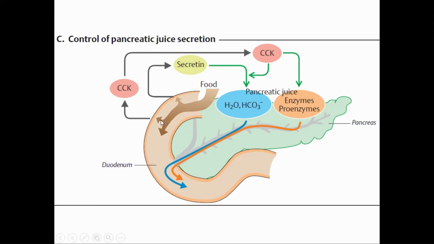The proteins and fats cause the secretion of cholecystokinin from the I cells. They go through the blood and act on the pancreatic acinar cells. So the enzymes are released and they come to the second part of the duodenum. Acidic chyme is neutralized by bicarbonate, and proteins, fats, and lipids are digested by the enzyme component. Okay, am I clear? Yes, sir.